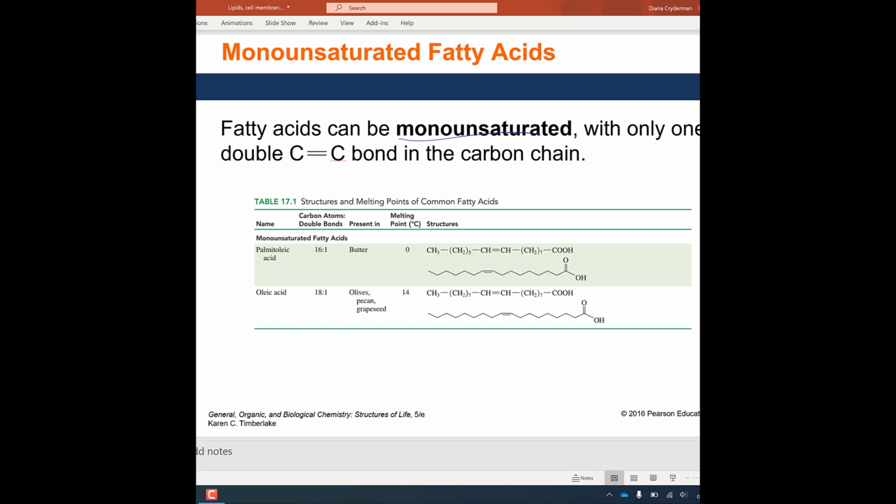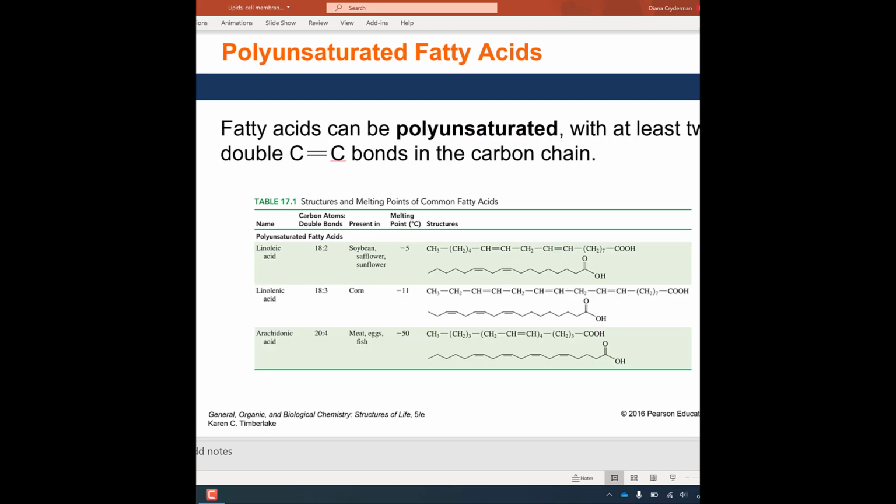And we also have the potential for polyunsaturated fatty acids, where we have multiple sites of double bonding. So here and here for linoleic acid. Linolenic acid has 3. Arachidonic acid has 4 in a couple different spots. So we've got soybean, corn, meat, eggs, fish.